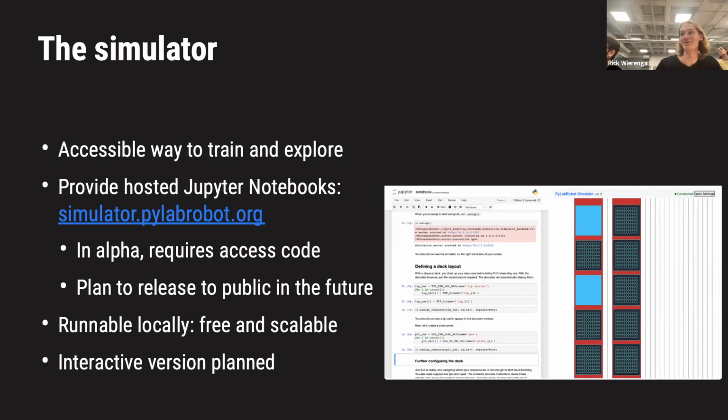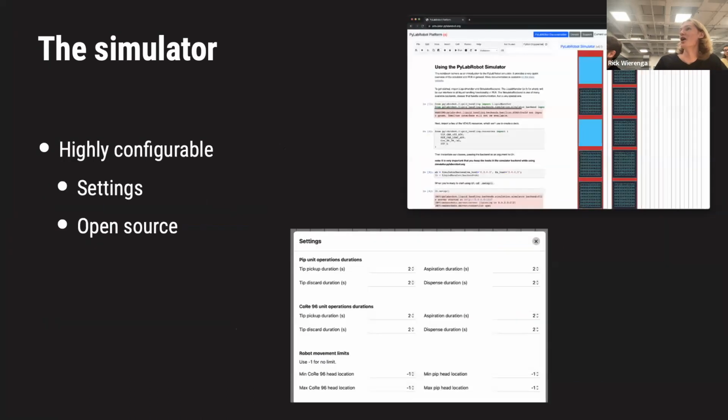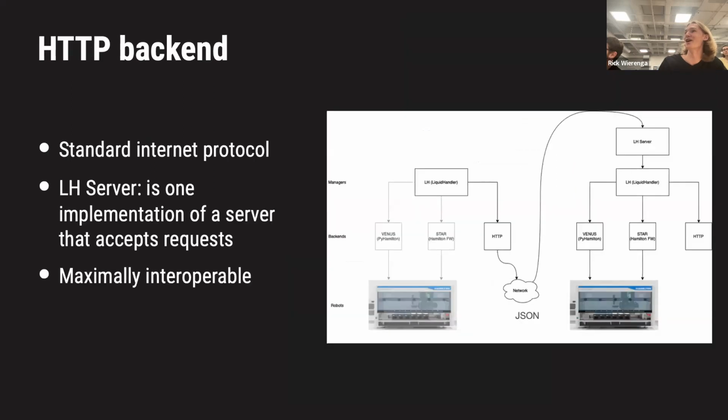Alternatively, you can already run this locally, which is free for us and extremely scalable. Besides it, we have an interactive version planned. The current simulator only displays what's going on. We would love to have a way for people to interact with the simulator on the right-hand side here and control what's going on in the code too. The simulator is highly configurable using a menu of settings. And also the simulator is fully open source. So if there are features missing, you can just create them yourself, which is a very important benefit.